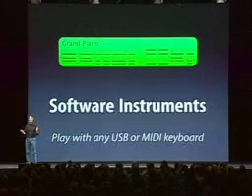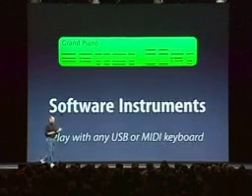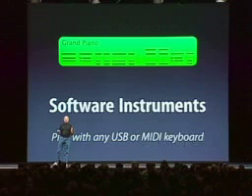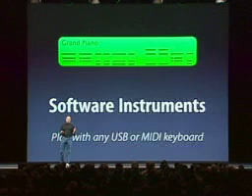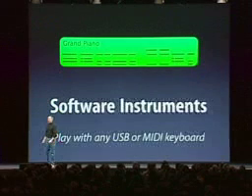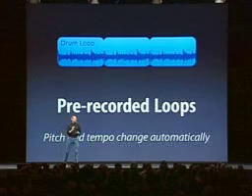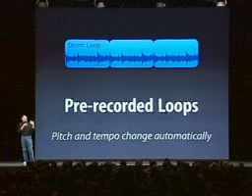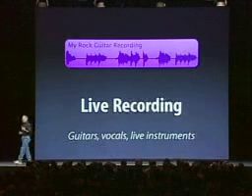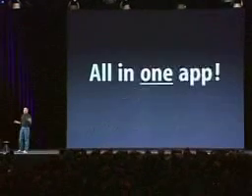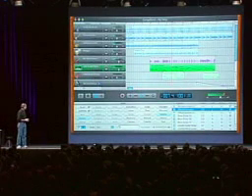One of these is a $50,000 Yamaha grand piano right on your Mac, right? If you've got a kid that plays the piano and they've got a Mac, you can get them GarageBand and a pair of headphones and a USB keyboard, and they've got a $50,000 grand piano in their bedroom. Pre-recorded loops. Not only do we have over 1,000 pre-recorded loops by great professional musicians, but these things adjust their tempo and pitch automatically to whatever you're doing. And of course, live recording, guitars, vocals, whatever you want. And this is all in one app. And this is what it looks like. GarageBand.